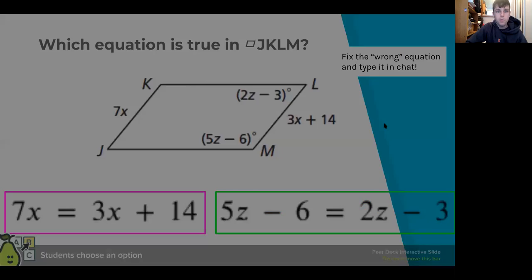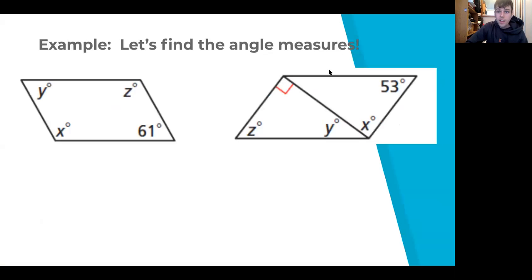Okay, let's go ahead and move forward. Let's find the angle measures. So here we go. Here is an example of what I was just talking about. If we know one angle, we know the rest, right? These are equal. So y is 61. These are supplementary. So that's 119. So 119, 119. If you know one angle in your parallelogram, you can very quickly find the rest. There's only 2 different measurements.